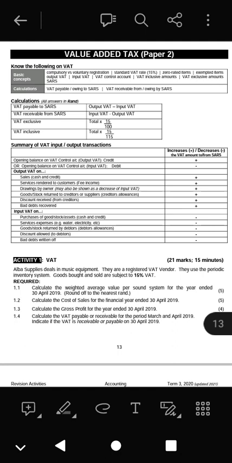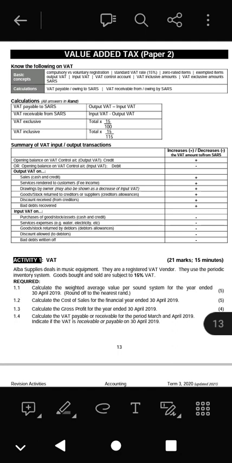Let's look at all the items that make up output VAT. We have got sales. Remember I said everything that is on output VAT is a plus. So we have sales, whether cash or credit, services rendered to customers, that is fee income that is received, and drawings by the owner, which are also shown on the output VAT. Sometimes they can also be shown as a decrease of input VAT.